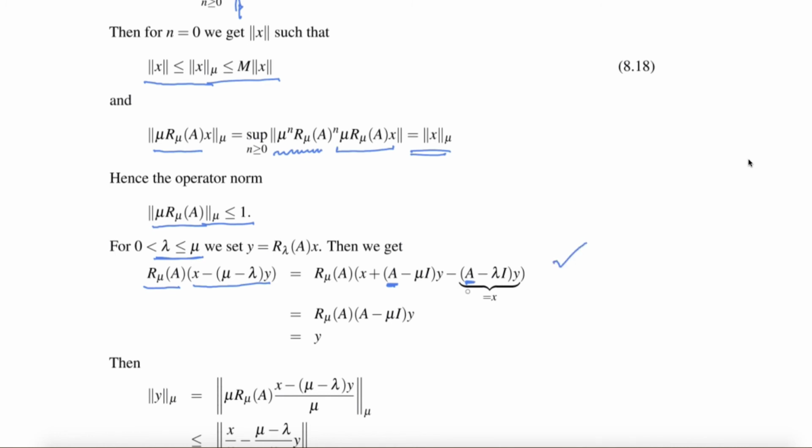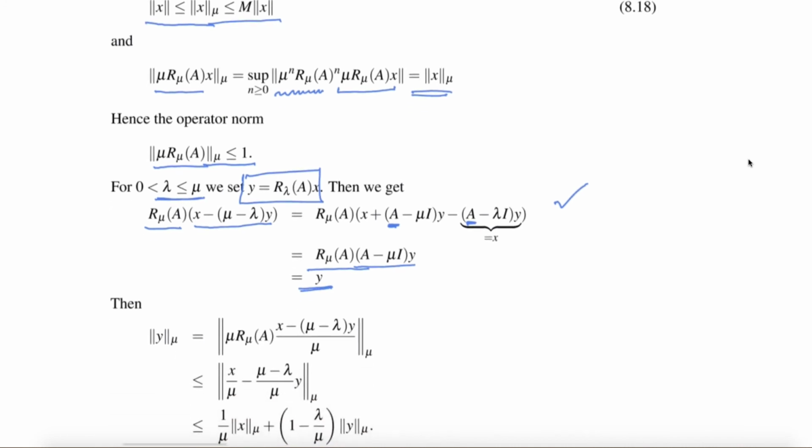Now the last term, (A minus lambda I) y, is equal to x. This is what I've said here. So y is the resolvent times x. So then applying A minus lambda I to y gives x, okay? And then x minus x goes away, and what we keep is only this. But now the resolvent multiplied times the operator is the identity, so we get y.